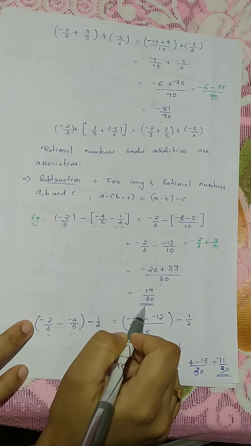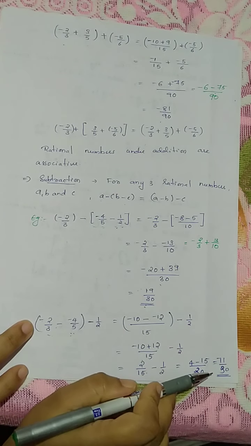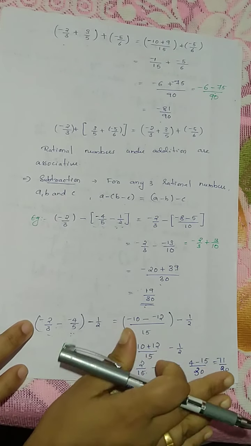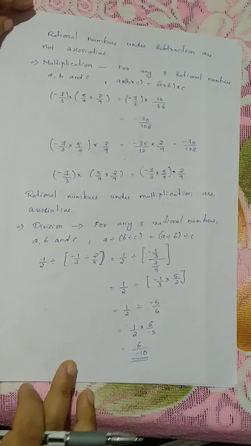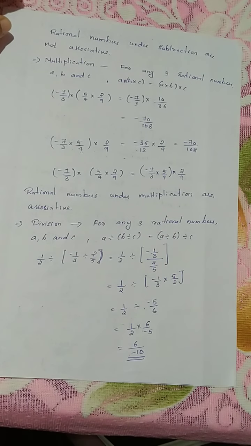LHS is 19 by 30 and RHS is minus 11 by 30. So LHS and RHS are not equal. So we can say that rational numbers under subtraction are not associative. Next is multiplication.